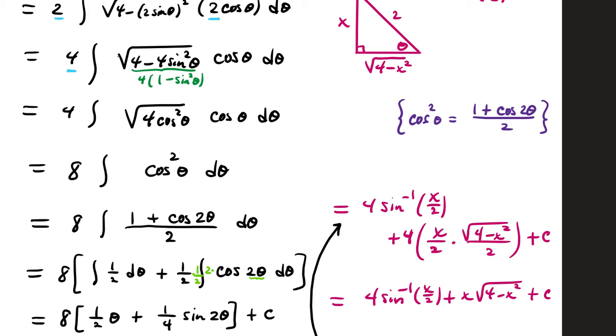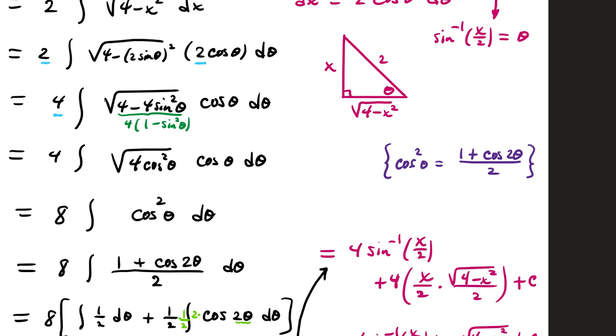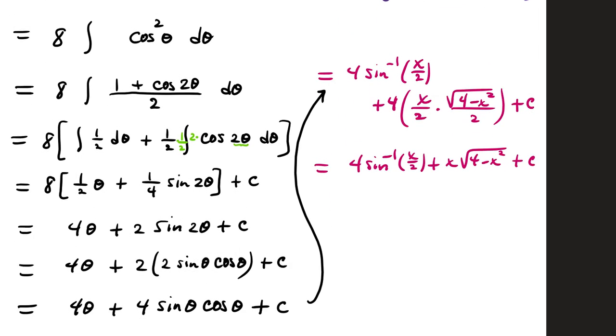Okay, our antiderivative at the bottom was 4 theta. Theta, we're going to replace it with sine inverse of x over 2. So that's 4 times sine inverse of x over 2. Plus, now let me go back down.